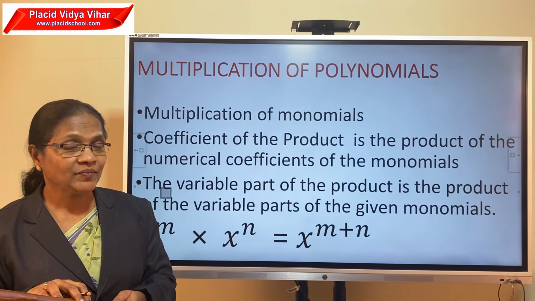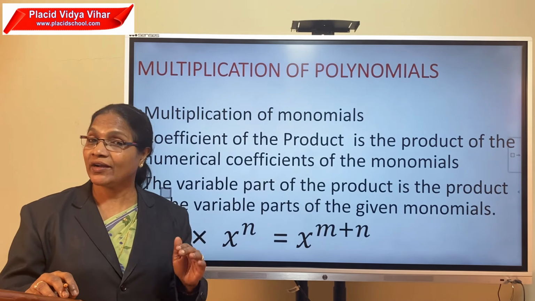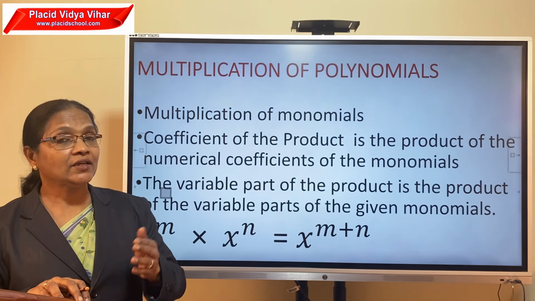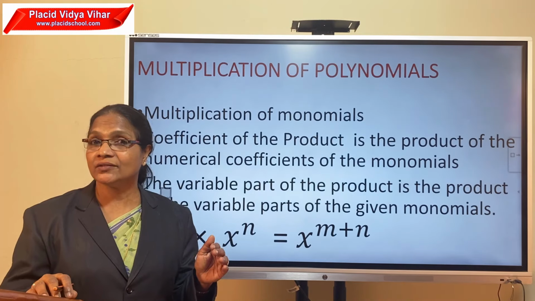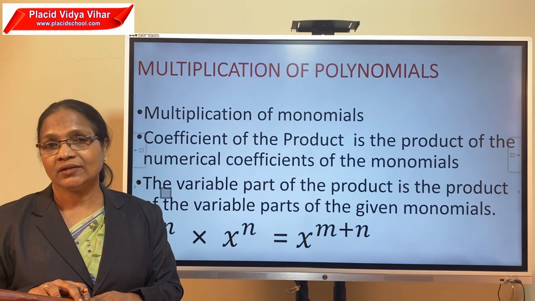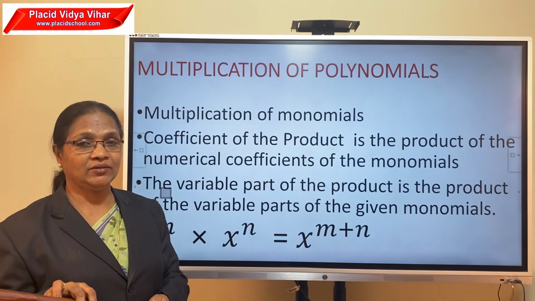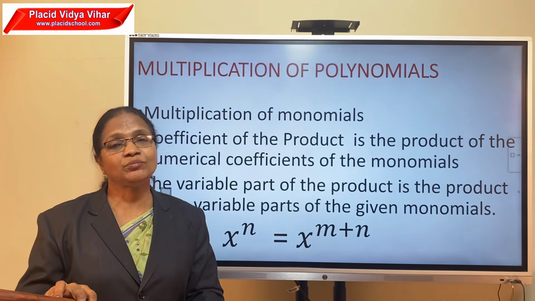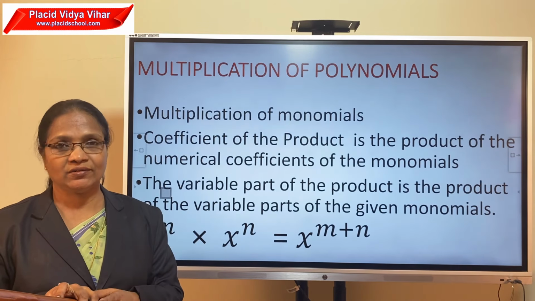Is it clear? To find the product of monomials, we have to find the product of the numerical coefficients of the given monomials. Again, to find the variable part of the product, we have to find the product of the variable parts of the given monomials. Now, to multiply a monomial by a binomial or a trinomial, we can apply the distributive property of multiplication over addition.